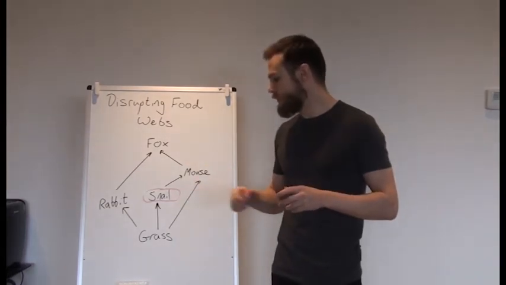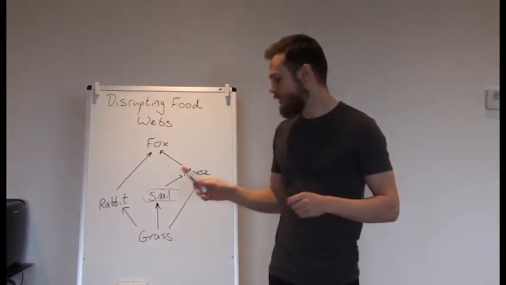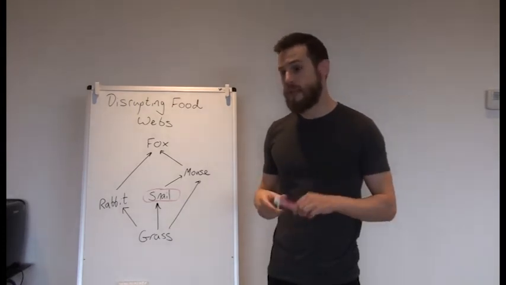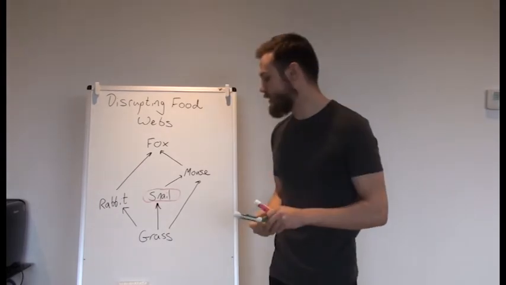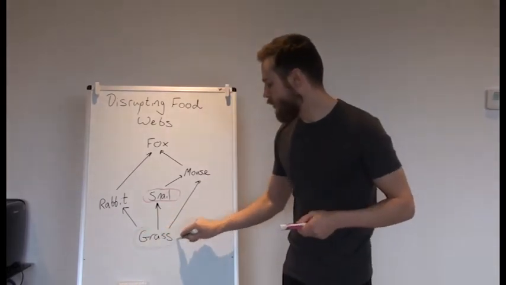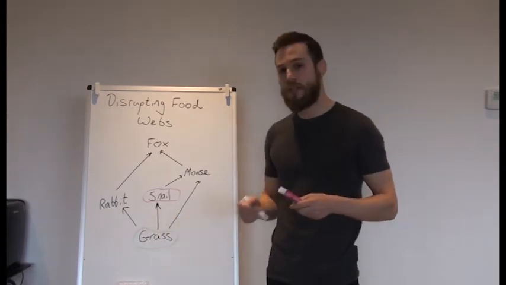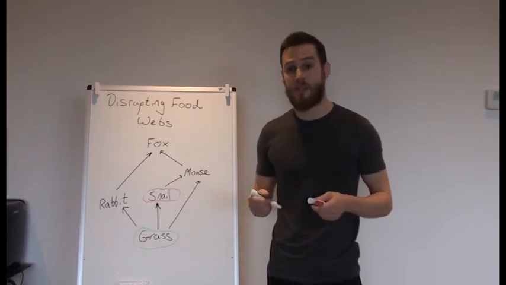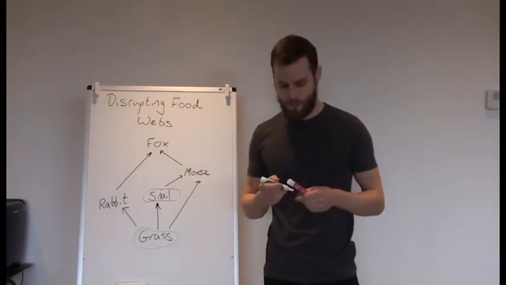So if we remove snails, then the amount of grass being eaten should be less. Now, if that's the case, that means the population of grass will increase. What I've done here is I've given green to represent an increase in population and pink to represent a decrease, or in this case, an extinction.